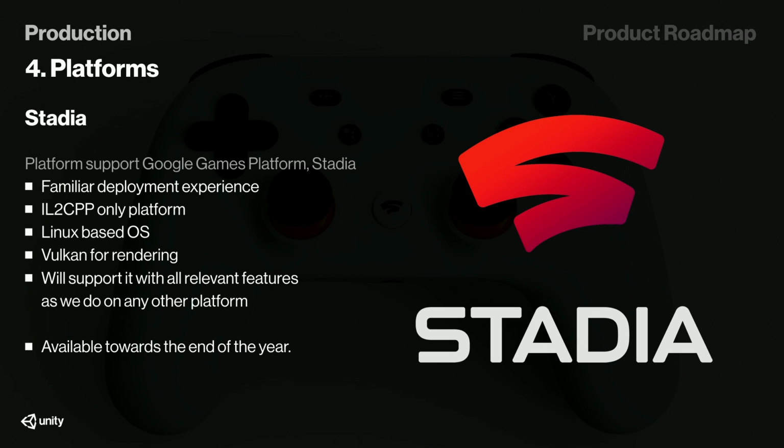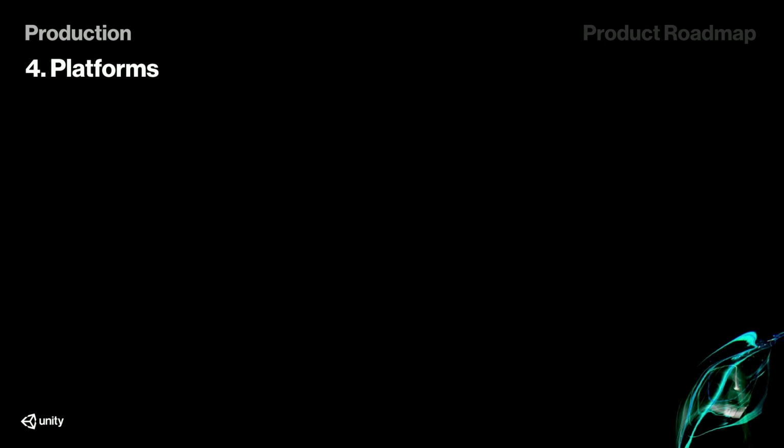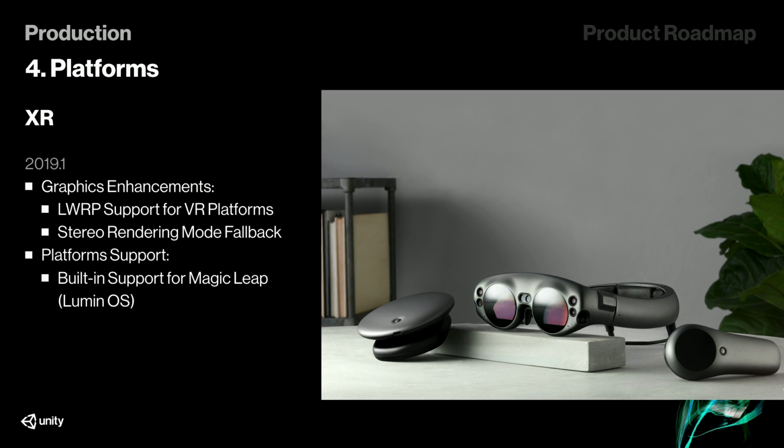Then a biggie that we heard from Google this week is, of course, Stadia. This is Google's streaming gaming platform, and we're going to be obviously fully supporting that. We have a familiar deployment experience to everything else you're already used to in Unity. It's an IL2CPP-based platform. It's a Linux-based OS, as I'm sure everybody's heard by now. It's using Vulkan for rendering. We'll support all of the usual Unity features that you know and love, and we'll have support for this by the end of the year, or towards the end of the year. More news on the blog from that.